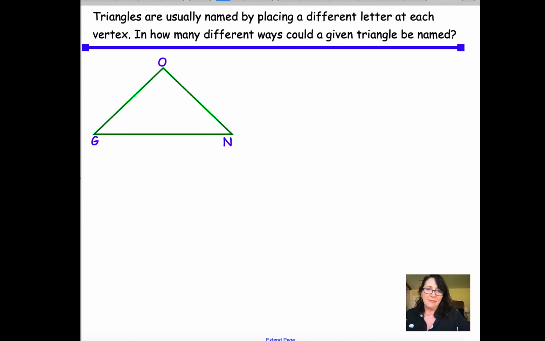So what we have here are the letters ONG, GONNGO. I feel like I'm singing Benji.